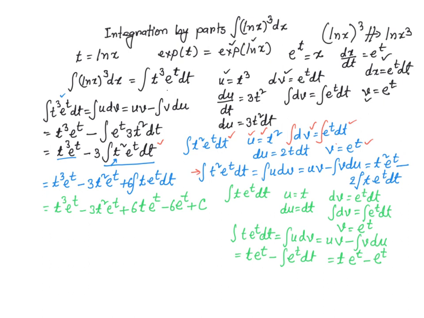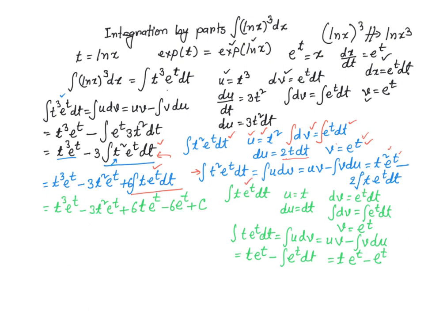Now to this I apply integration by parts. The integral of u dv is equal to uv minus the integral of v du. U is t square and v is e to the power t, minus 2 times the integral of t e to the power t dt, that is v du. V is e to the power t, du is 2t dt. So if I plug this in here, I get this expression. Now look, this t times e to the power t dt, again I have to integrate it.